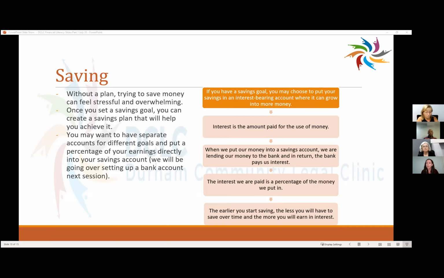And that might be helpful if maybe you have a few different savings goals and you wanted to have separate accounts for it, to put a percentage of your income directly in there. But the rest of this is still going to be relevant.